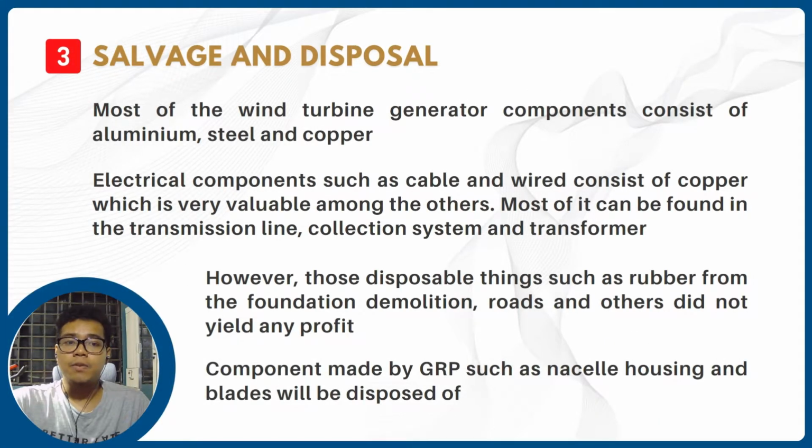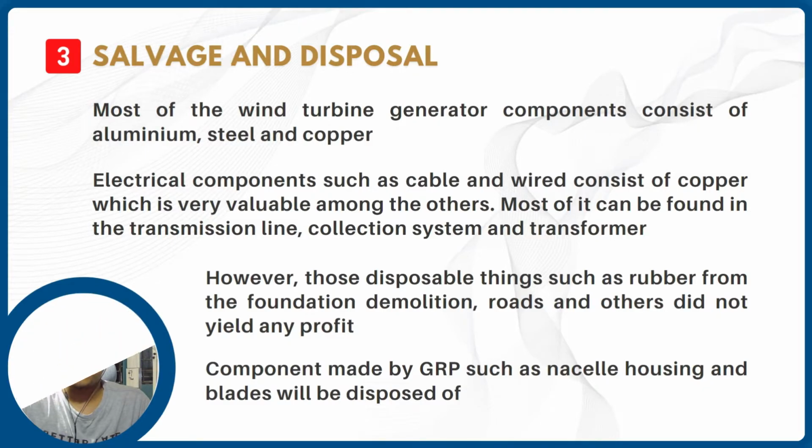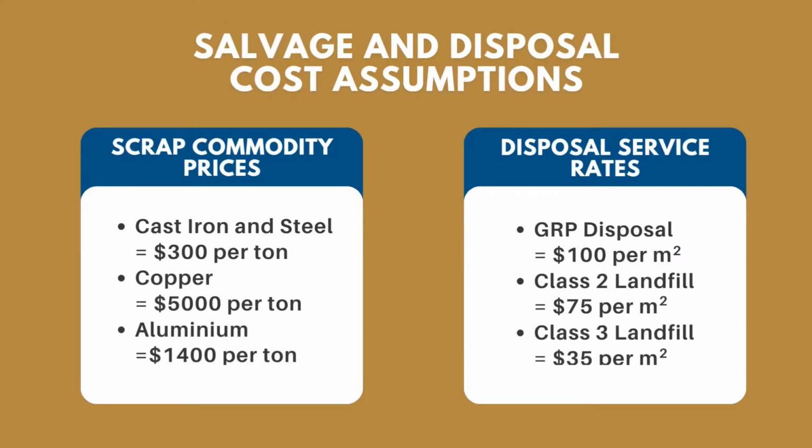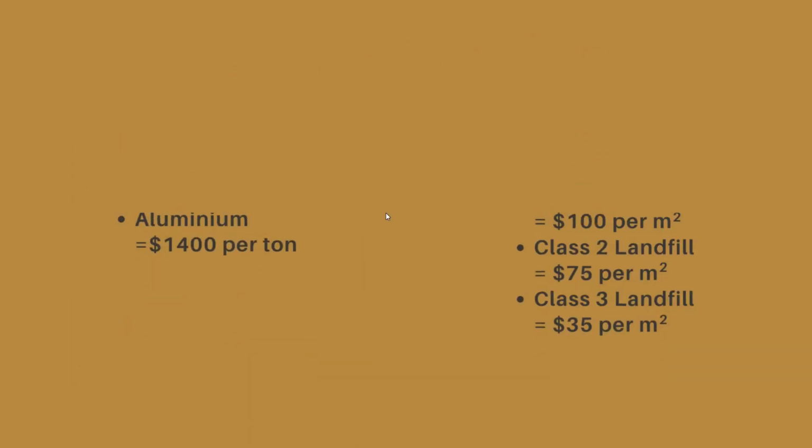Lastly is salvage and disposal. Most of the wind turbine generator components consist of aluminium, steel, and copper. Electrical components such as cable and wire consist of copper, which is very valuable among the others. Most of it can be found in the transmission line, corrosion system, and transformer. However, those disposal things such as rubble from the foundation demolition, roads, and others do not yield any profits. Components made by GRP such as nacelle, housing, and blades will be disposed of. And here is the salvage and disposal cost assumptions.